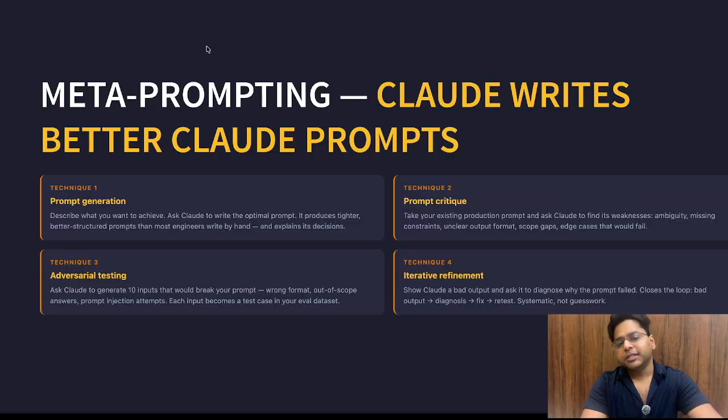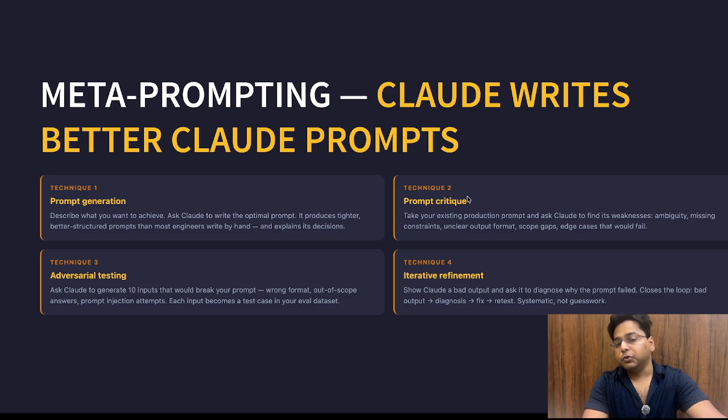Now, we will be seeing examples of meta prompting techniques. First technique is prompt generation. Here, we describe what we want to achieve and then ask Claude to write the optimal prompt. It produces a very structured and better prompt than most engineers would write by hand. So, this is a basic prompt generation technique using Claude, but it works.